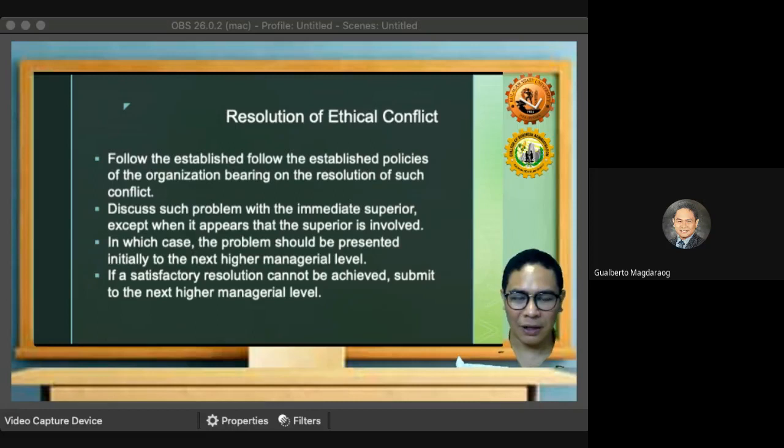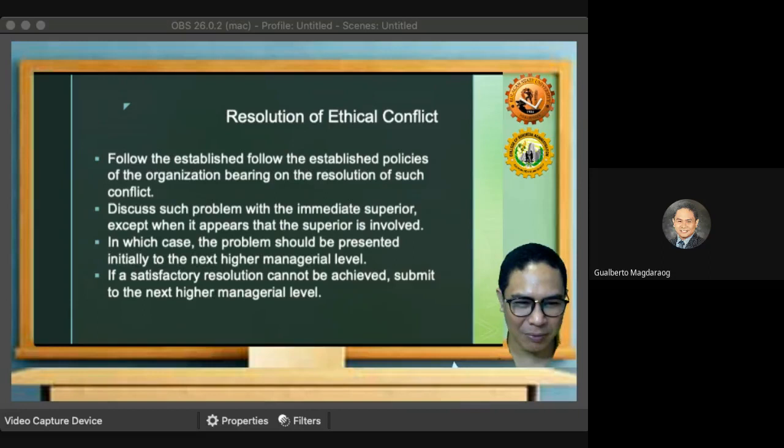Follow the established policies of the organization bearing on the resolution of such conflict. In short, if there is a policy or procedures on how to deal with any conflict in the organization, yun daw muna ang sundin natin. For example, sa atin sa school, no, kung meron naman tayong student handbook, so if there is any chaos or situation na na-involve ka, say, nag-cheat ka, di ba? Nag-screenshot ka, tapos sinishare mo sa classmate mo, okay, may procedure na dapat sundin doon on how to deal with that conflict. Say, nag-cheat ka sa exam. So, yun daw muna ang susundin natin. Follow that procedures first. Okay?